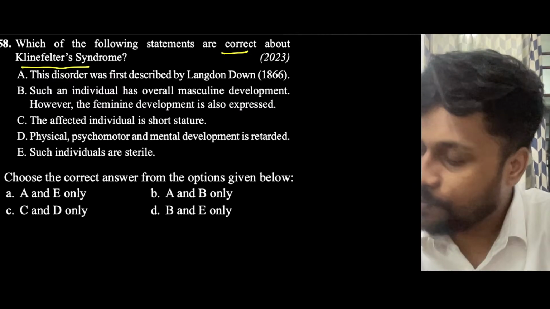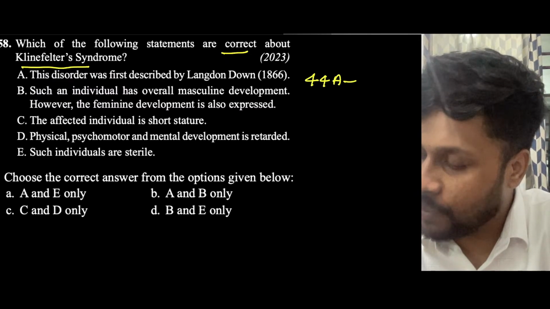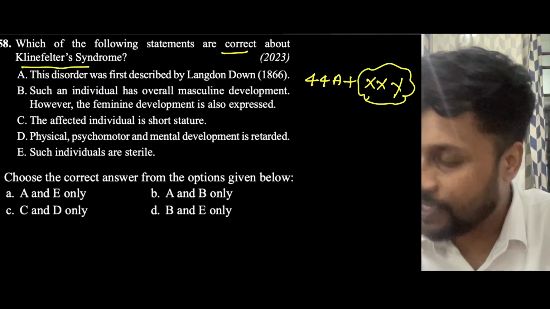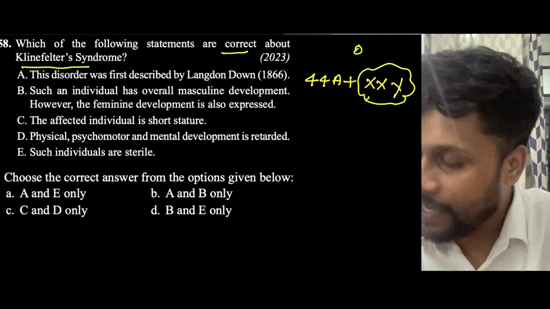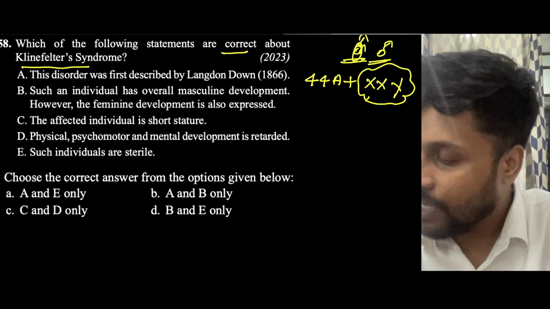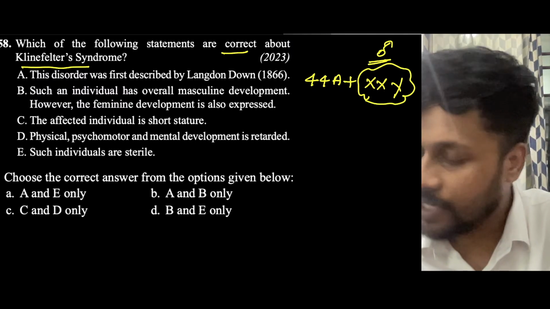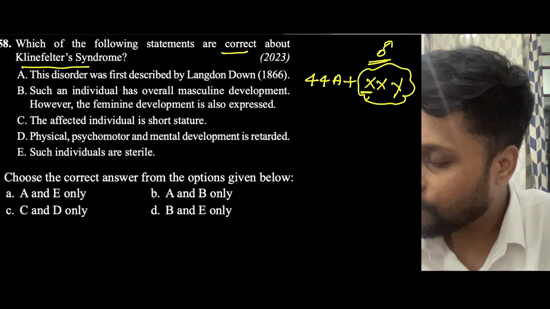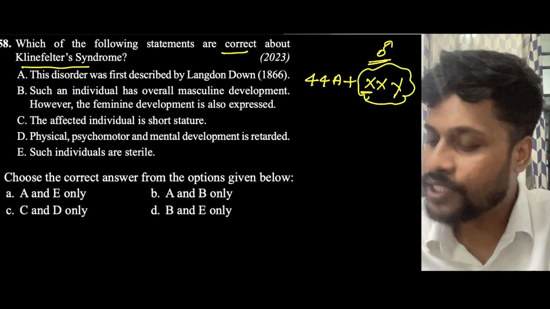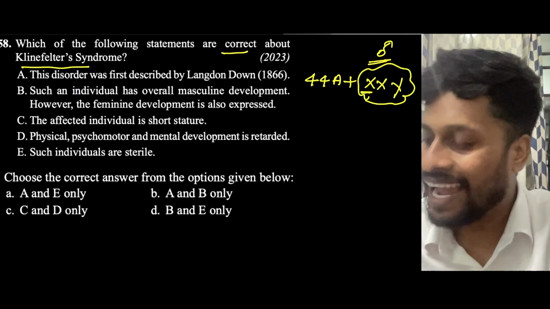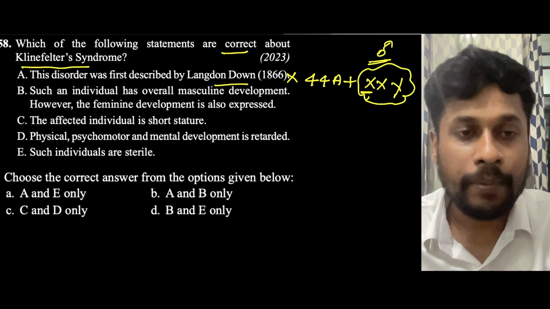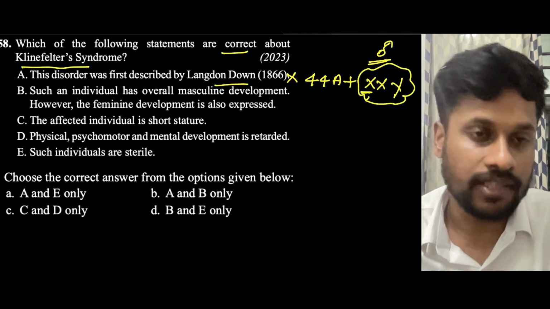They will be having 44 autosomes plus XXY condition. This is present in males. Here they are having an extra X chromosome, right? Now let's see the statement. This disorder was first described by Down. This is incorrect because Langdon Down described Down syndrome, not Klinefelter syndrome.